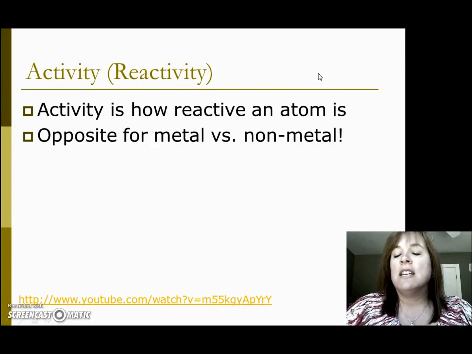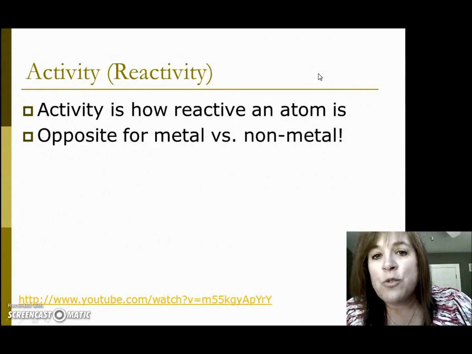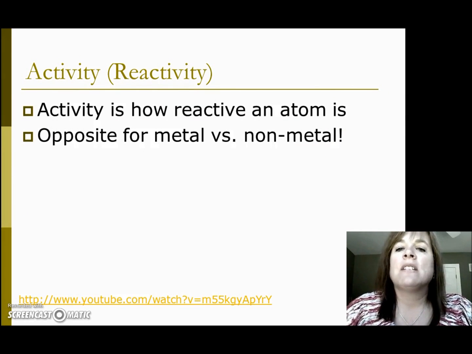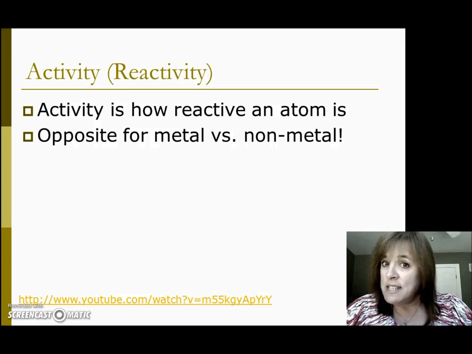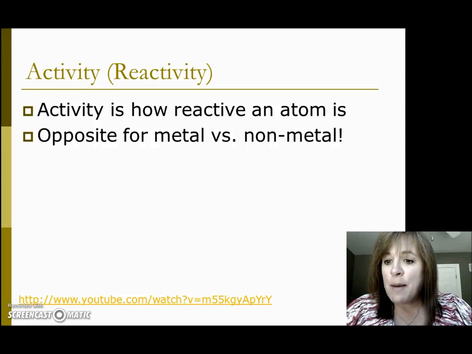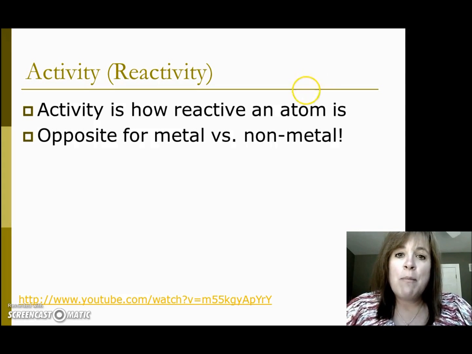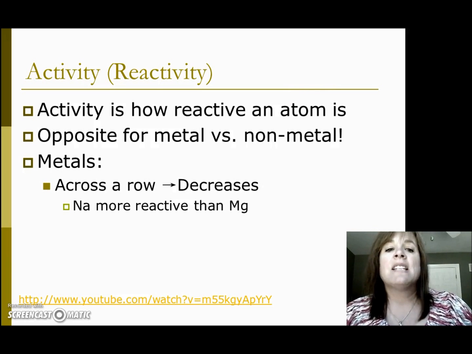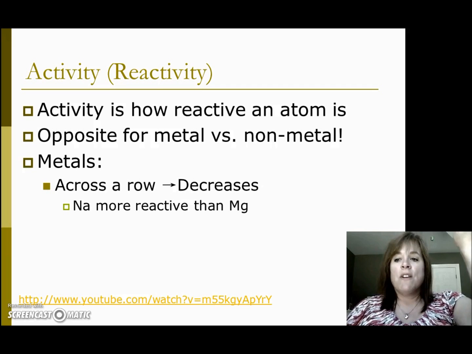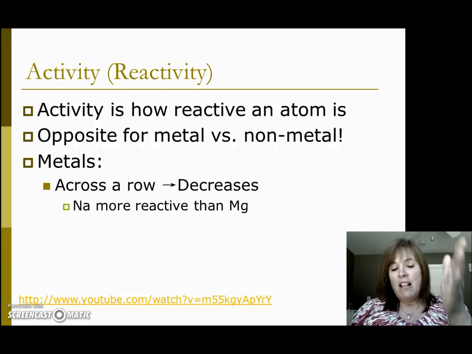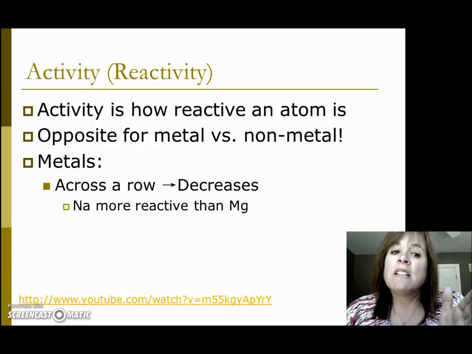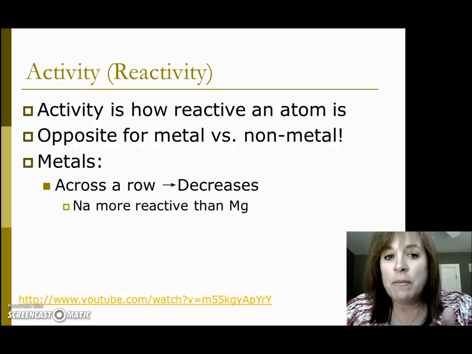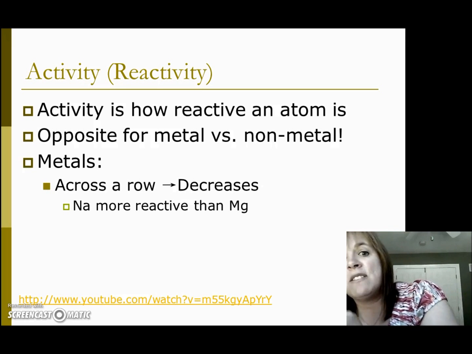Our last trend is on activity, or really it's reactivity. And what it is, is how reactive an atom is. Now the crazy thing is, it's the exact opposite for metals as it is for nonmetals. For metals, as you go across a row, the reactivity decreases. So our very first column, the alkali metals, are much more reactive than the alkaline earth metals, which are more reactive than those transition metals.